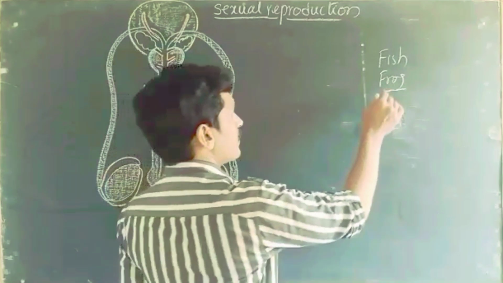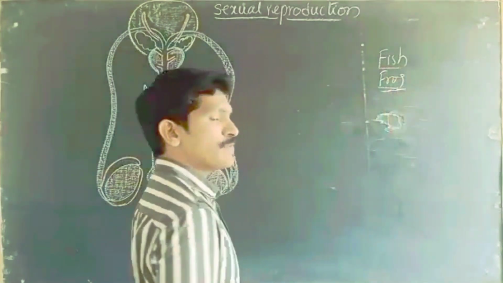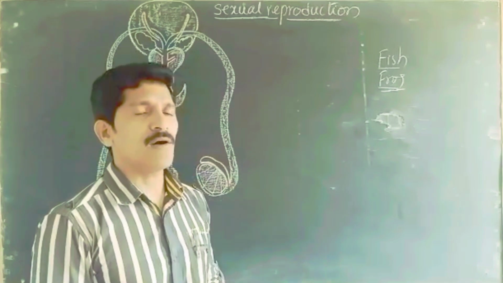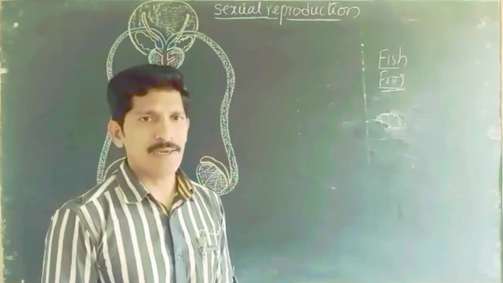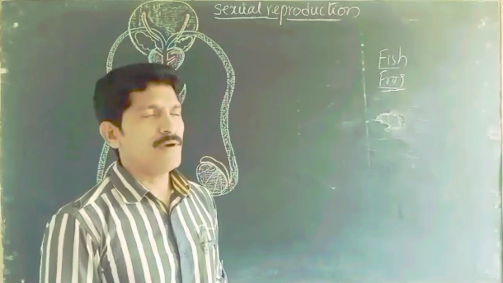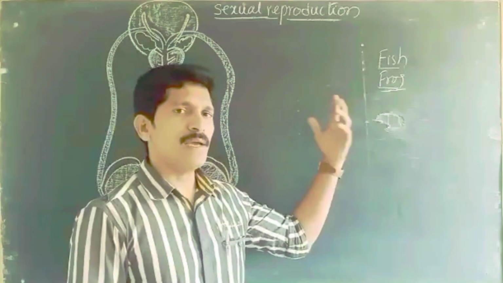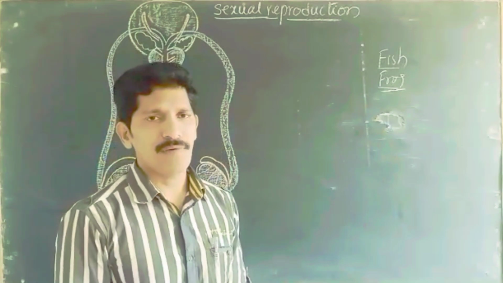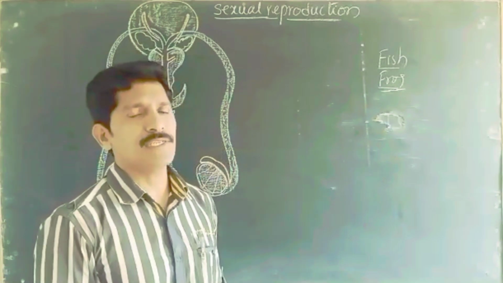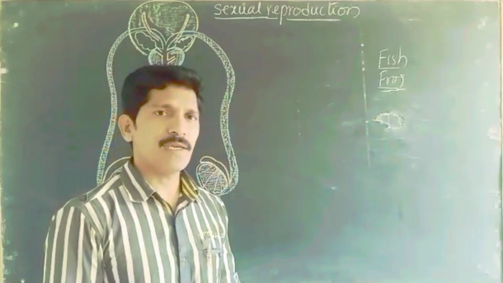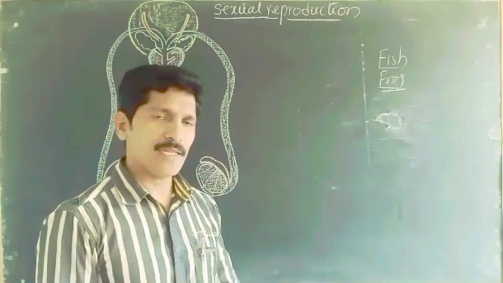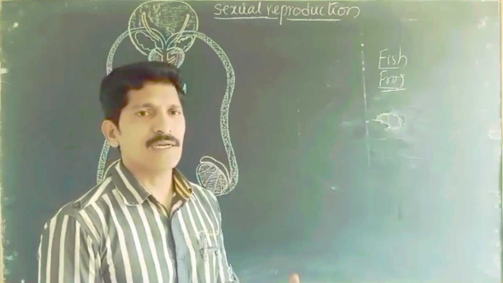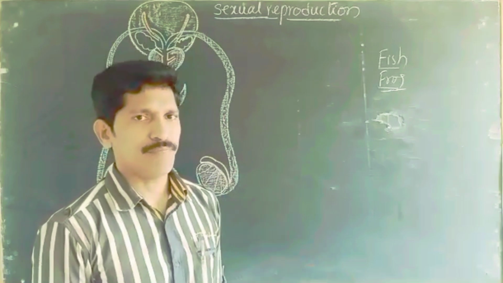When you see fish or frogs, the male frog releases the sperm and the female frog releases the ovum into the surrounding medium, which is water. When both the male and female organisms release their gametes into the nearby surroundings, the fusion automatically takes place outside the body of the female, in the water. So whenever it occurs outside the body, it is completely uncontrolled.